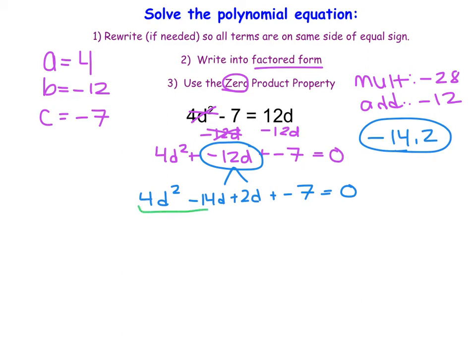Then I split these up into pairs. So I have 4d squared minus 14d, which I notice that they both contain a factor of 2, and they both contain at least one d.